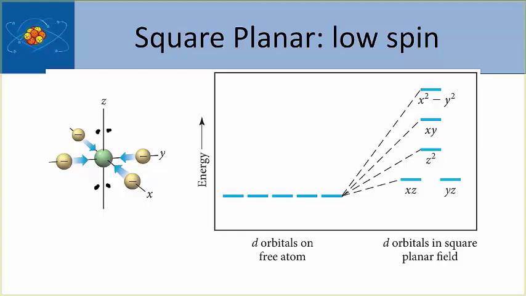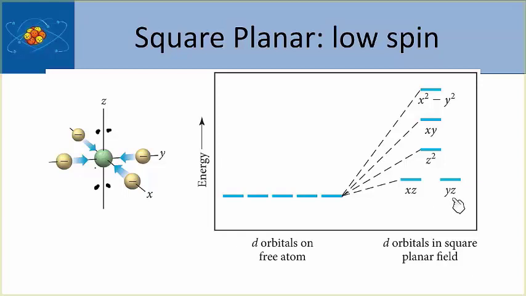In the plane, it turns out there's more interaction with this orbital, the one that sits in the plane here, and that would be dxy. And so what you'll see, again, x squared minus y squared is the highest up here. Xy is the next highest, z squared is the next highest, and then xz and yz, those are out of the plane and off axis, and have relatively weak interactions. The result is that it's low spin.